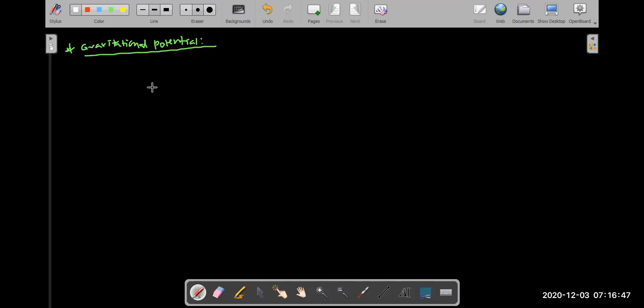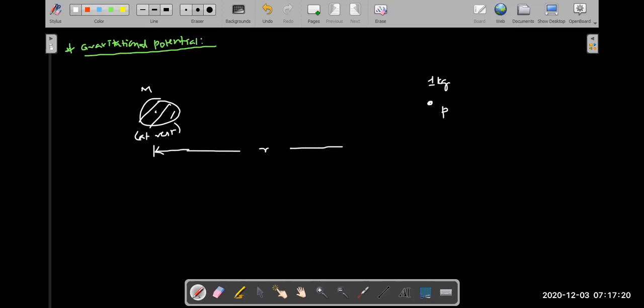Gravitational potential is nothing but, let's say you have a block of mass m, which is held at rest. Now let's say you want to bring a block of mass m. In fact, not exactly mass m. You want to bring 1 kilo of mass and place it at a point P, which is at a distance r from the capital M.